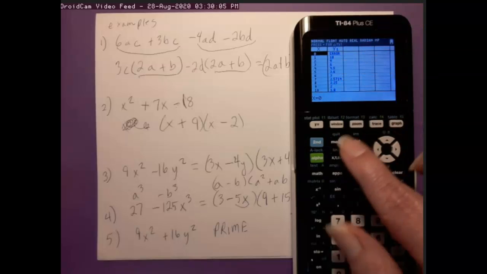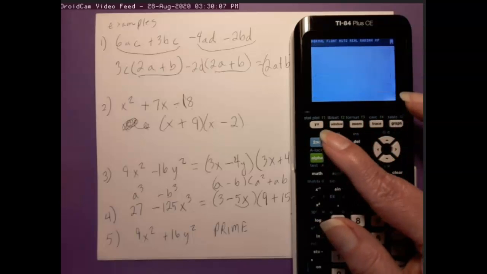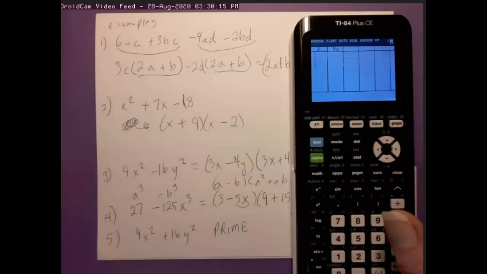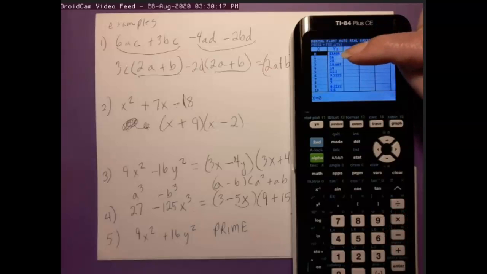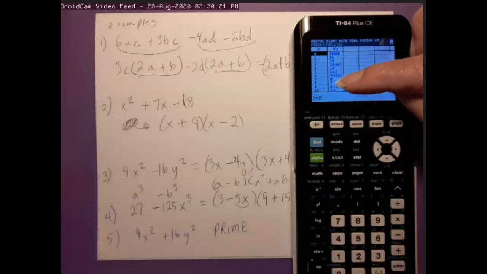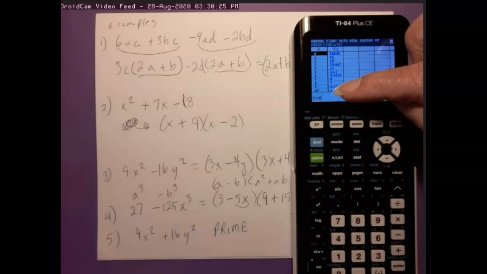Let's practice again. So let's do second quit. Go back into y equals, and let's try the number 56. 56 divided by x. So second table. And I can see 1 times 56, 2 times 28, 4 times 14, 7 times 8, and then it repeats. 8 times 7 is the same as 7 times 8.